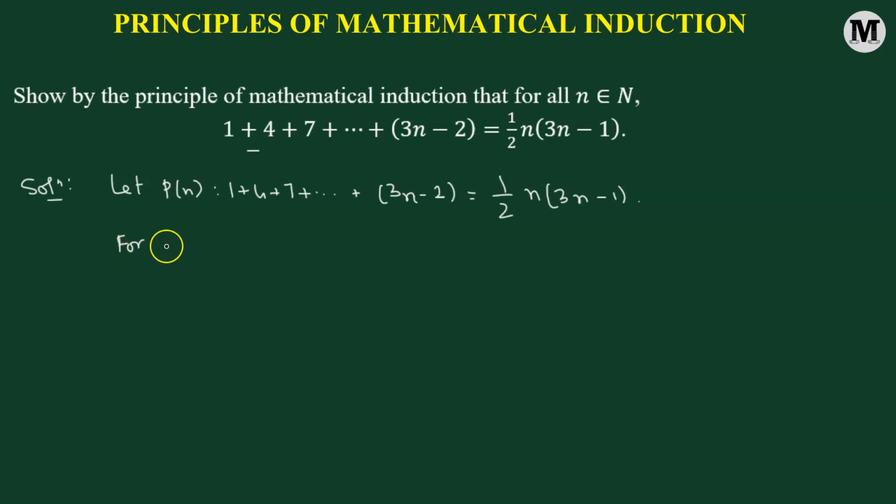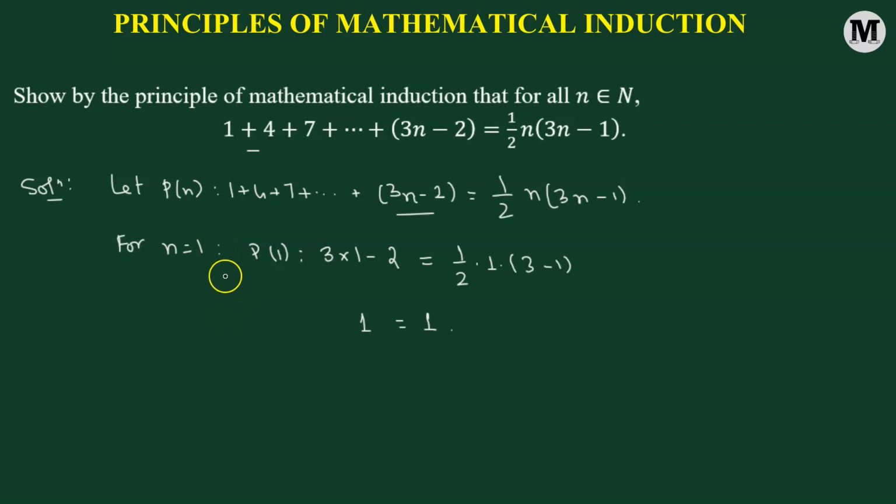So for n equals 1, P(1) will be: here we have to replace the n value with 1 in the last term. This is the last term here, so we have 3 multiplied by 1 minus 2. And this should equal half, because the sum of the terms on the left hand side equals this expression, half times n times 3n minus 1. So all we have to do is replace the n value with 1. Now 3 times 1 minus 2 is 1. Half multiplied by 1 times 3 minus 1, so that's 2, which gives us 1. We have 1 equals 1, and so that tells us that the statement is true for n equals 1.